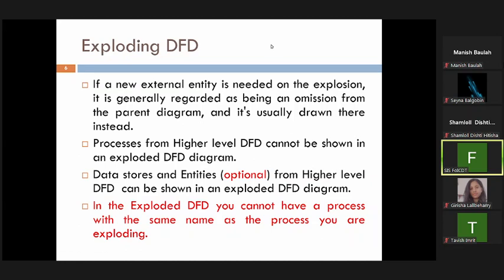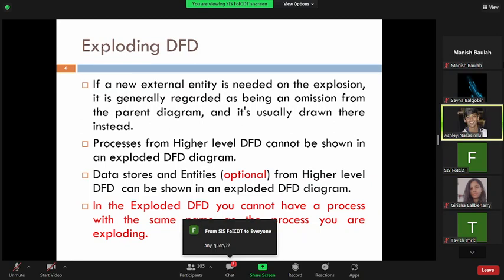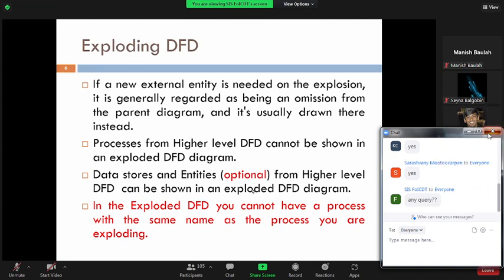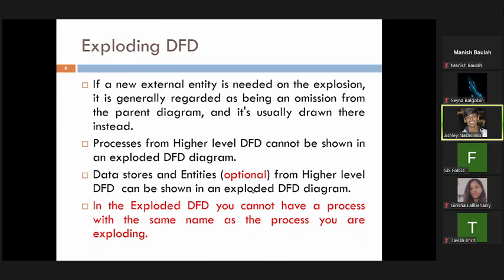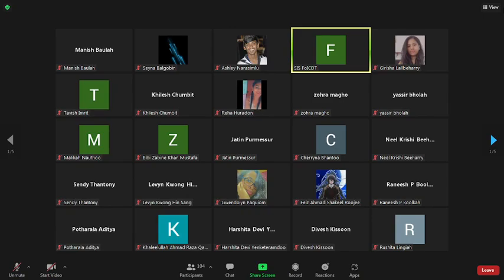Is there any issue? Any query, any question? Can you re-explain that part, sir? Which part? The last one, when you return to a process that is used in the higher level. Oh, okay. I'm going to explain it. Let me show you a diagram, that is going to be easier for you.